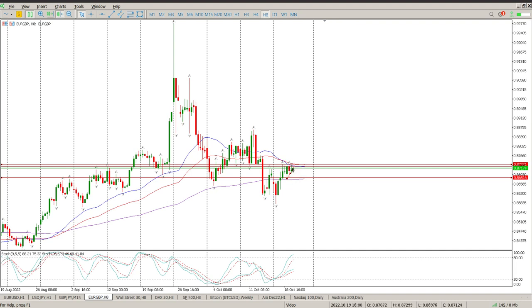I think I'm sit on hands here until we get a break one way or another, and on the 8 hour, we're going to have to drop below the 155 before I even start looking at that. So that is ranging as far as I'm concerned. Upper end of the range is going to be 0.87321. Bottom end of the range is going to be 0.86816. So we will leave that alone until we get some structure again.